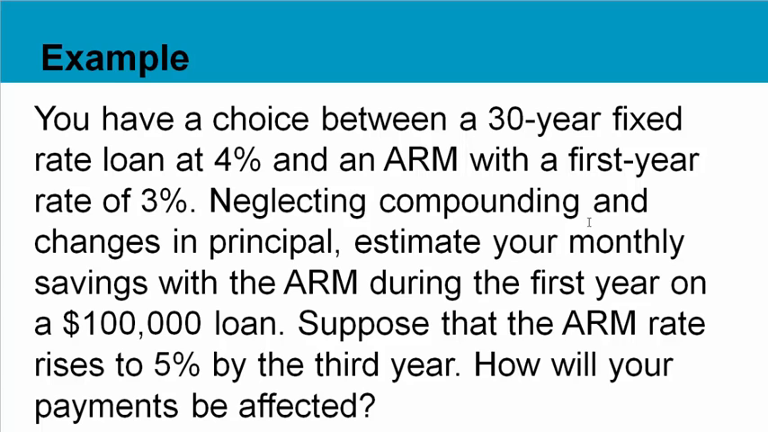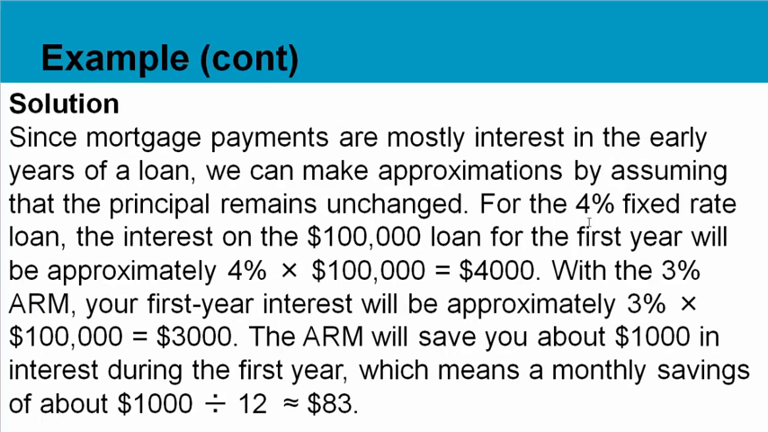Okay, here's another example. You have your 30-year fixed loan at 4%, and an adjustable rate with the first year at 3%. Suppose that the rate rises to 5% on the third year. How will your payments be affected?